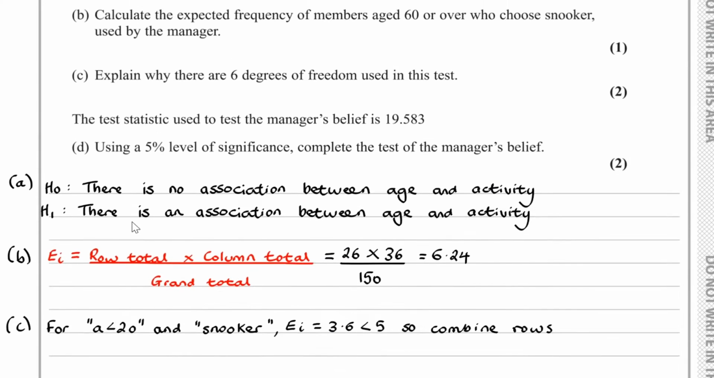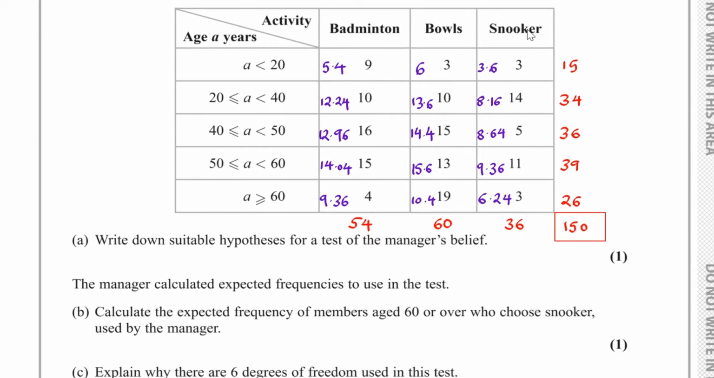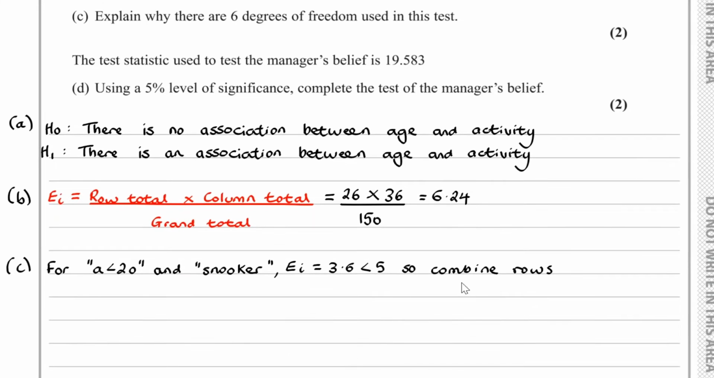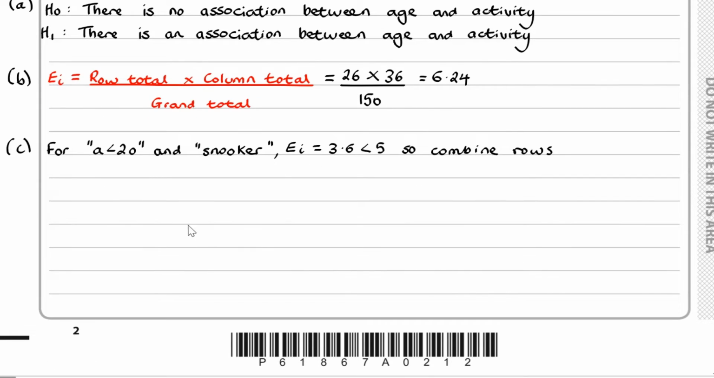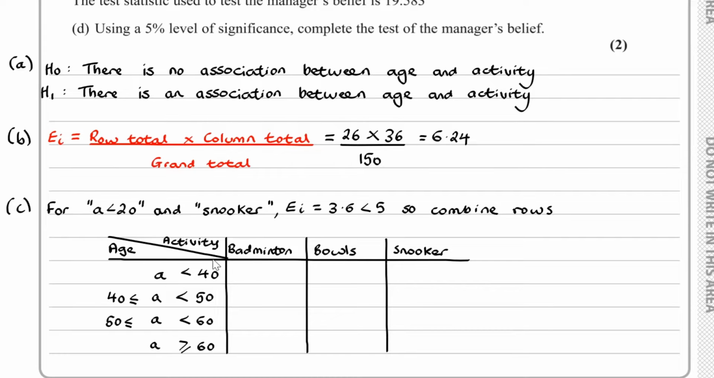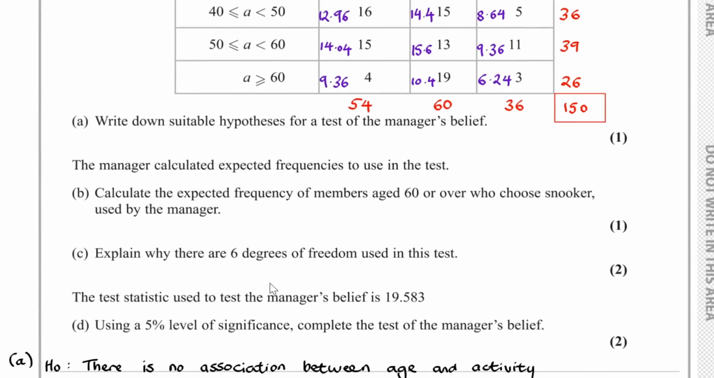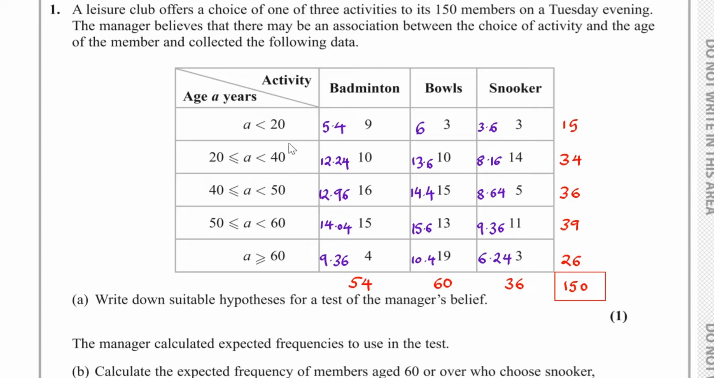So for A being less than 20 and snooker, this 3.6, this expected frequency is less than 5, so we'd have to combine the rows. So when we do that, we come out with the following table. So we've got this table here. We can combine these two rows here, anything less than 40.